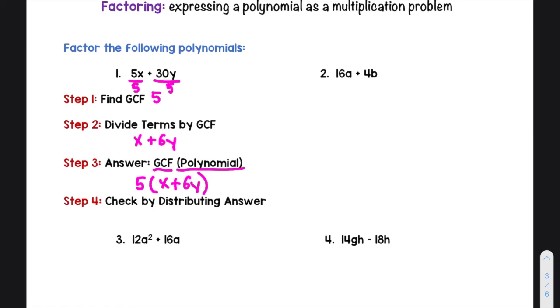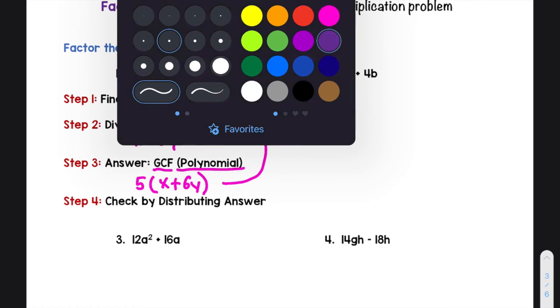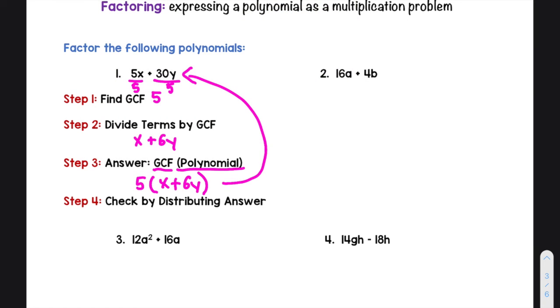Last thing we could do is just check to see if our answer is correct. What we're saying is that 5 times x plus 6y is our original expression here. So if we were to distribute the 5 times the two terms inside the parentheses, 5 times x is 5x, 5 times 6y is 30y, which is in fact our original expression. Therefore, we know we're correct.